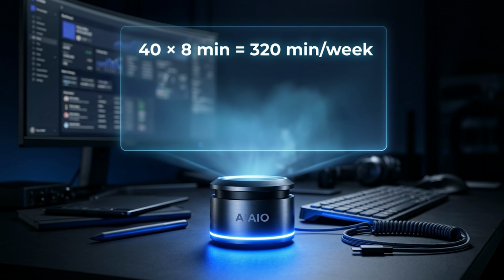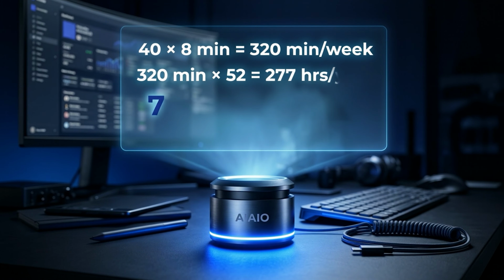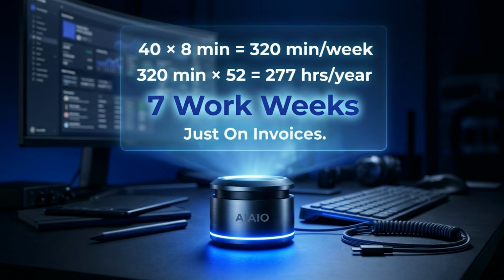Now, let's put some numbers on that. Let's say your team processes 40 invoices a week and each one takes about 8 minutes manually. That's 320 minutes a week, just over 5 hours. Across a year, that's roughly 277 hours or 7 full working weeks just on invoices. It's nearly 2 months. An automation like this handles the bulk of that in seconds. You still review the exceptions, and you should, but you've just given someone back 7 weeks a year to do actual thinking work.